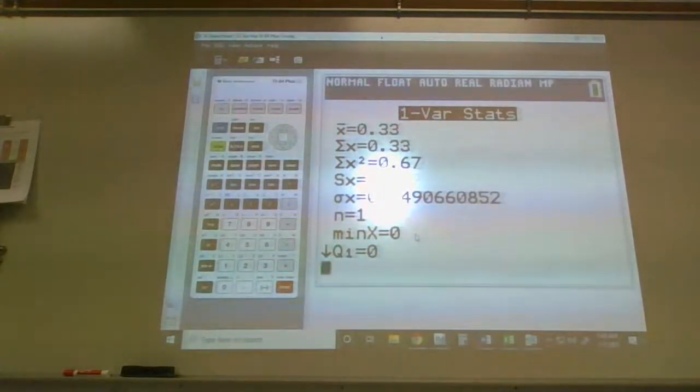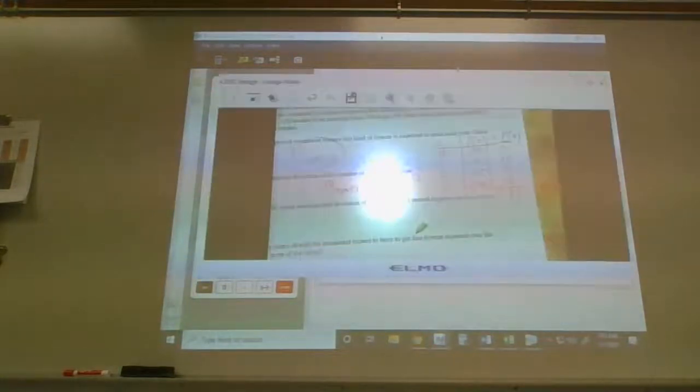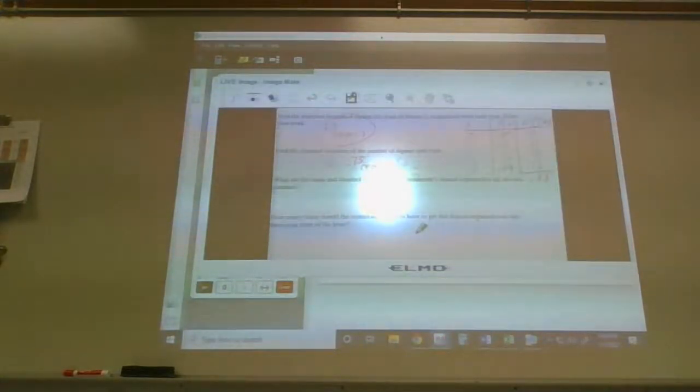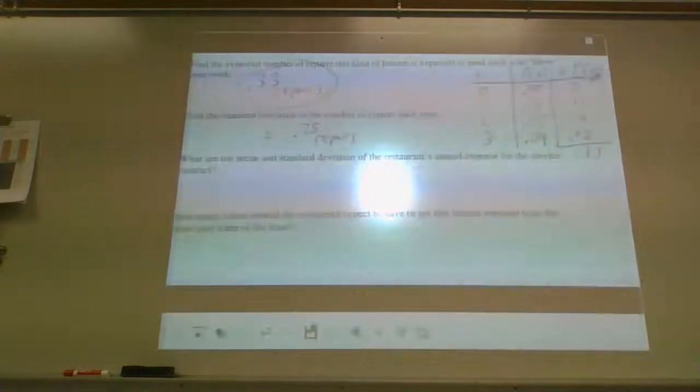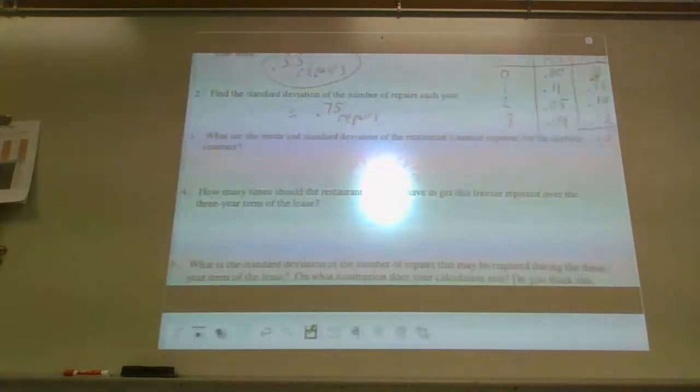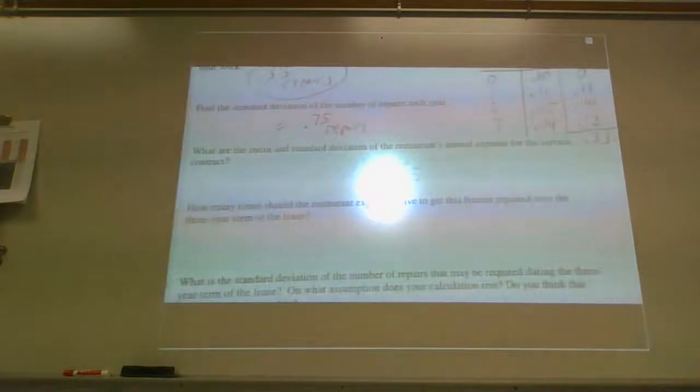Let's see what the next question has in store for us. Make that a little larger. Number 3. What are the mean and standard deviation of the restaurant's annual expense for the service contract? How long is the service contract? Interesting. So the service contract is indeed 3 years.